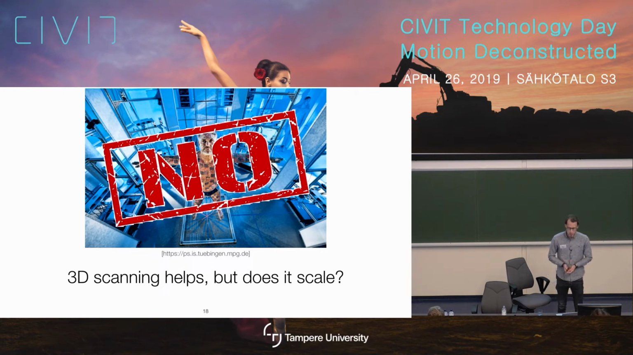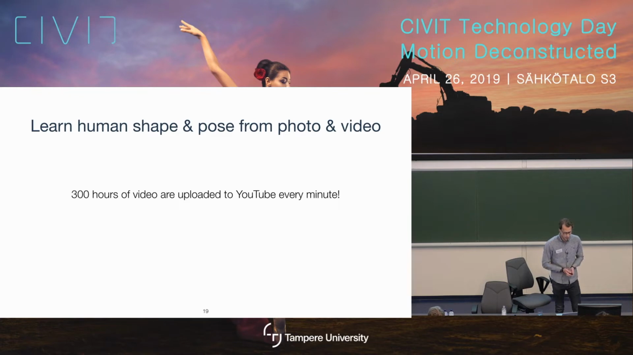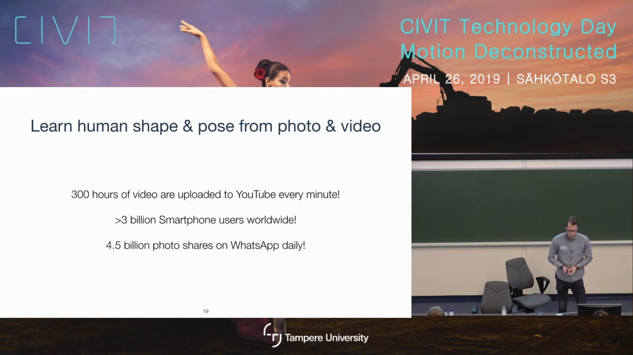So what we all have access to is video and photo. Probably all of you have a smartphone. I can see some already. Just to give you some numbers, we have 300 hours of video uploaded to YouTube every minute. We have more than 3 billion smartphone users worldwide, and we have 4.5 billion photo shares on WhatsApp daily. So this is really a lot of data, and this is the data I'm using in my research.